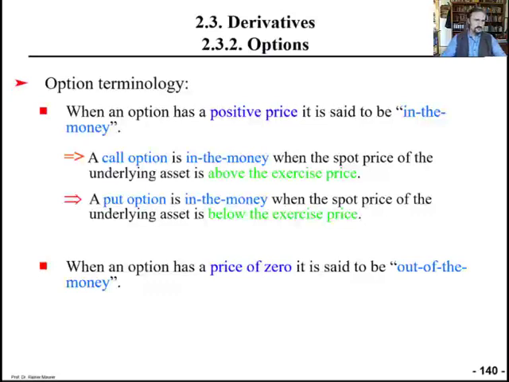Let's discuss a little bit the standard terminology used in markets to describe the market value of an option. When an option has a positive price, it is said to be in the money. A call option is in the money when the spot price of the underlying asset is above the exercise price, as we have just seen. A put option is in the money when the spot price of the underlying asset is below the exercise price, as just seen. When an option has a 0 price, it is said to be out of the money.